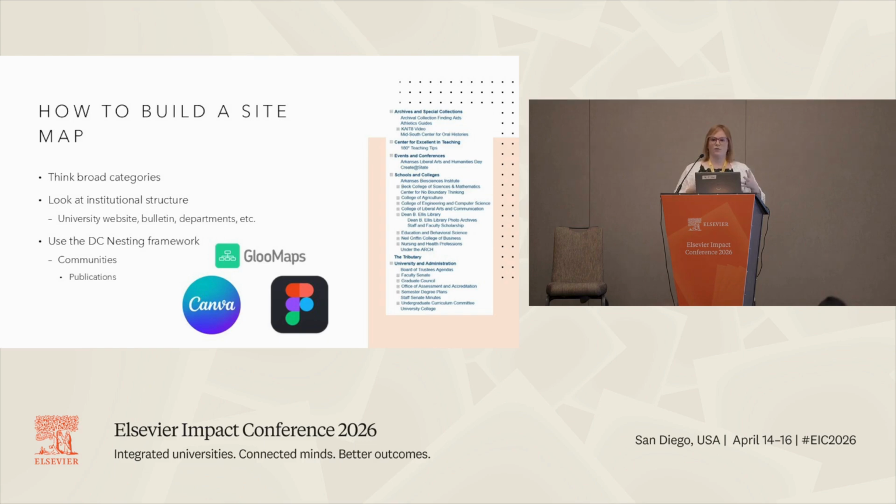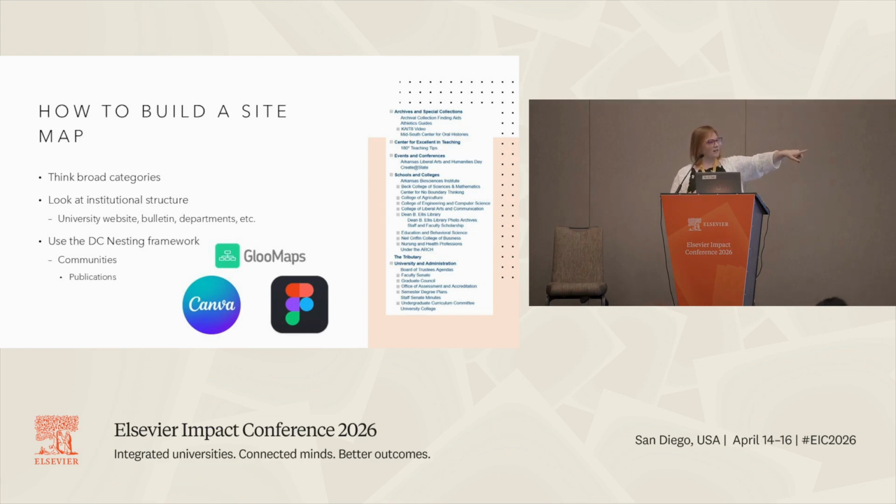structure. How does your university website, how is that set up? How is your library webpage set up? What are the sorts of things that people are initially looking for? And then also really leaning into that Digital Commons nesting framework that we have, where you can have communities and sub-communities and then the publication structures within that.